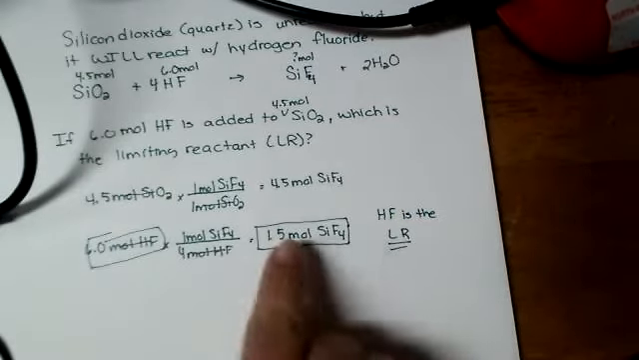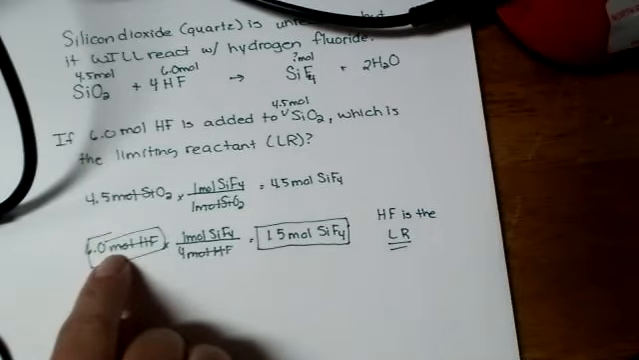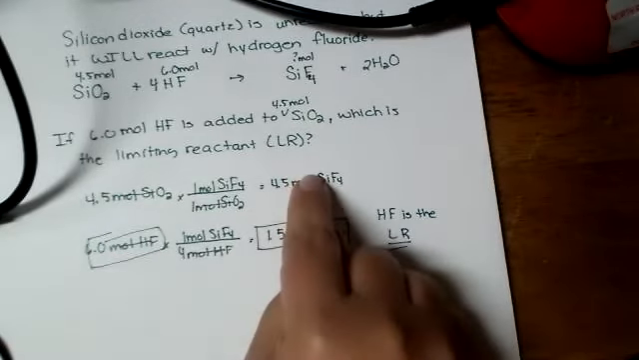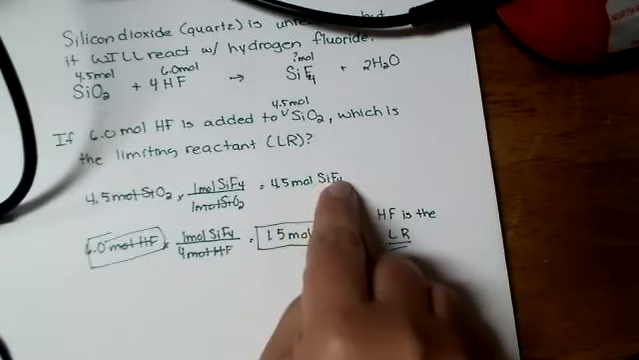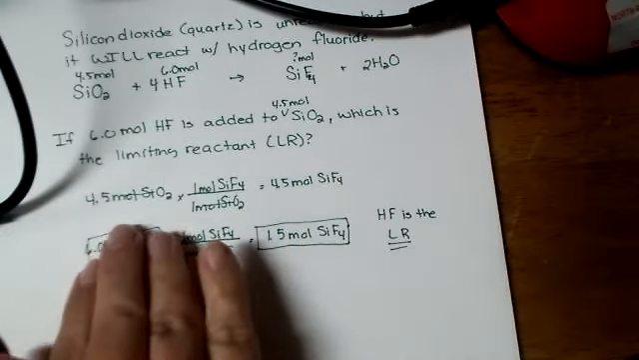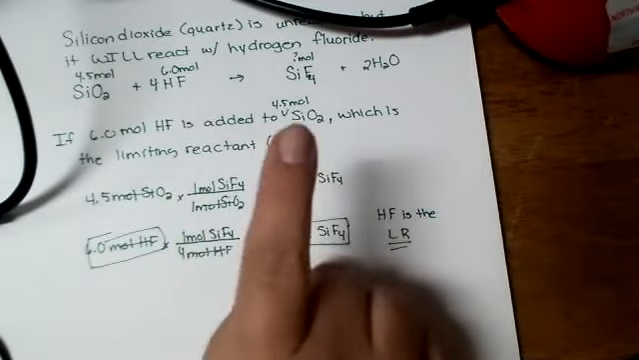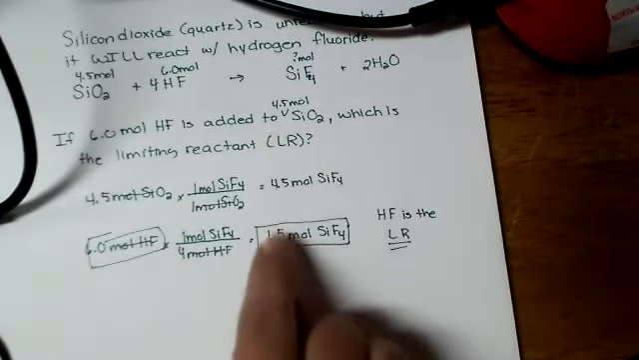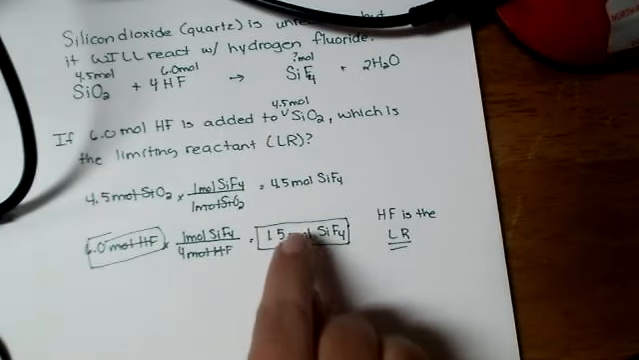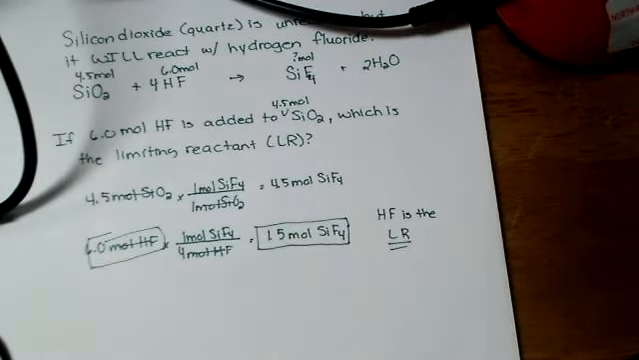This tells me that if I had as much hydrogen fluoride as I needed, I could make 4.5 moles of silicon tetrafluoride. Just like if I had all the bike frames that I needed, I could have made 100 bicycles. But this limits me, so I'm only allowed to make 1.5 moles of silicon tetrafluoride.